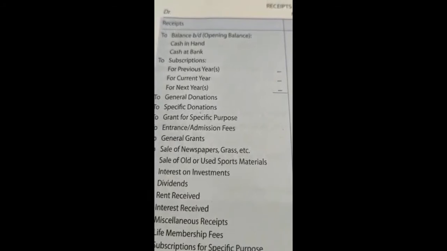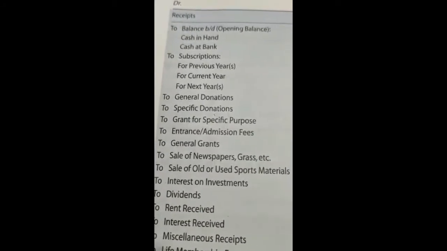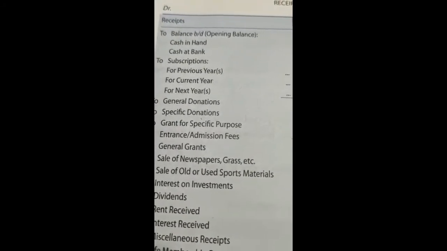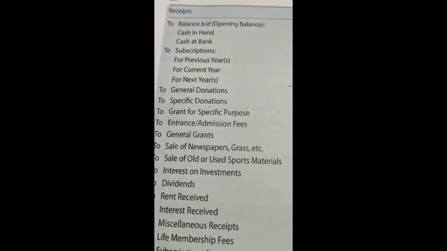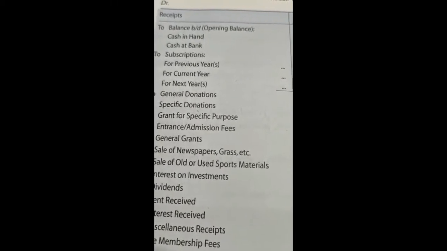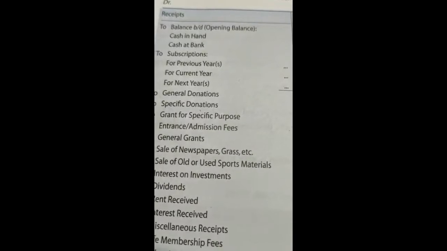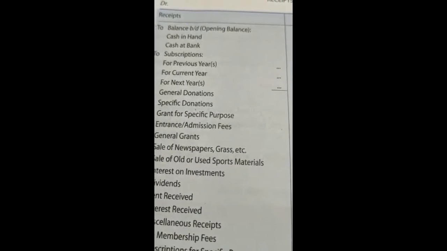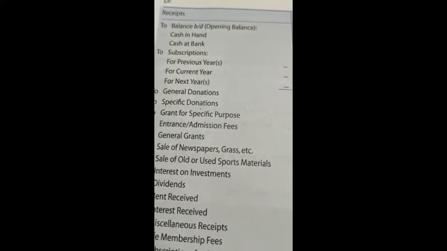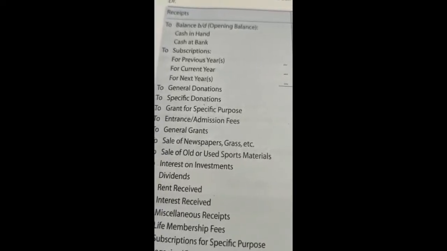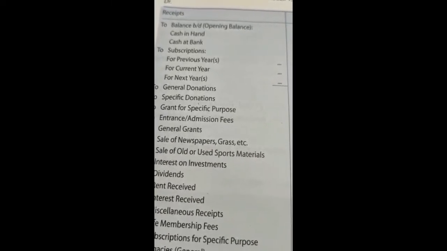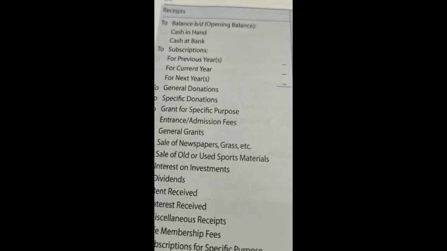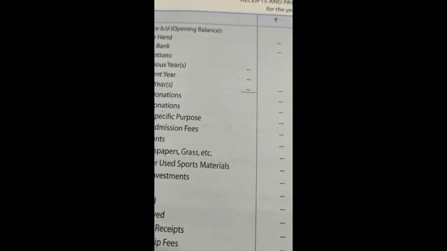So now on the receipt side, let us discuss quickly. First opening balance, after that subscription. Subscription is the membership fees that a club or an organization, a not for profit organization, receives from its members. Now you can see here for previous year, for current year and for next year, there are three items given, and the amount is in the inside column and the total is in the outer column.